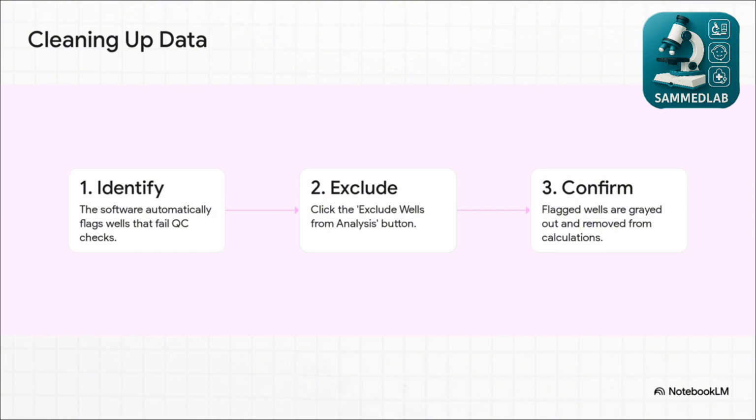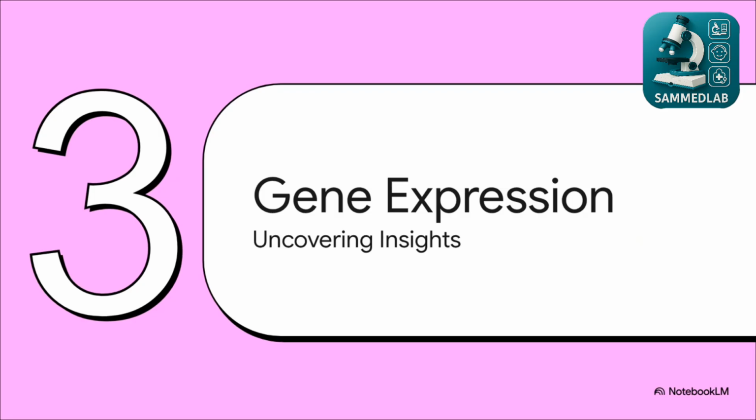Then you literally just click one button, exclude wells, and boom, those questionable data points are grayed out and removed from all the downstream calculations. It's a super fast and transparent way to make sure you're only working with your best data. All right, our data is clean, it's validated. Now we can finally get to the fun part, answering our actual research question about gene expression.